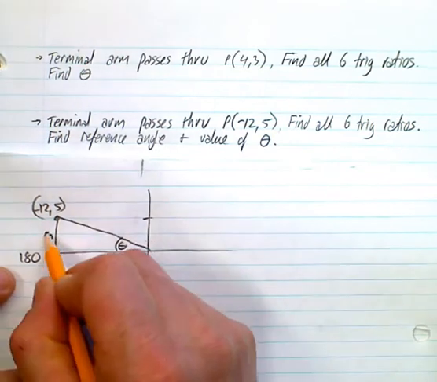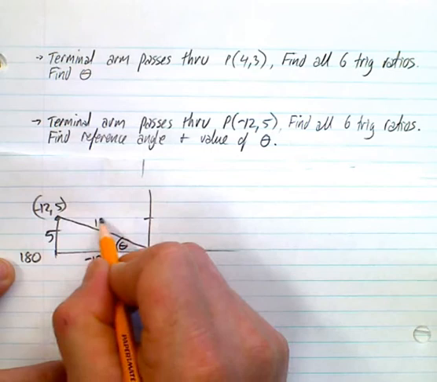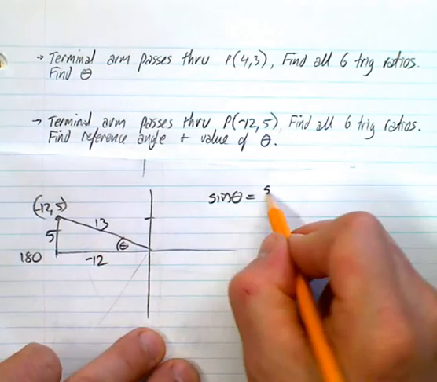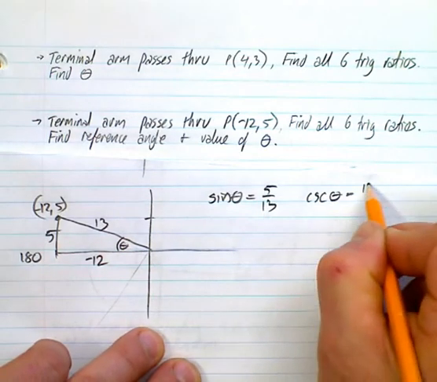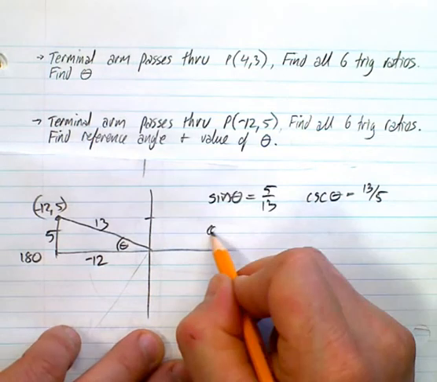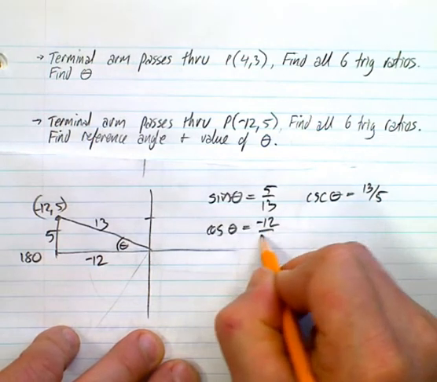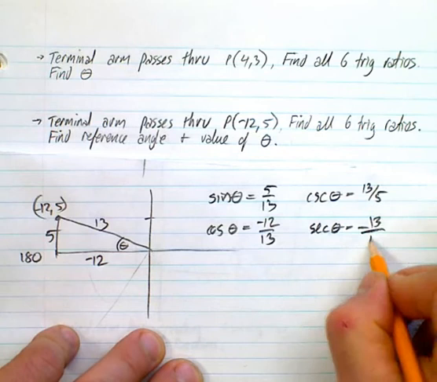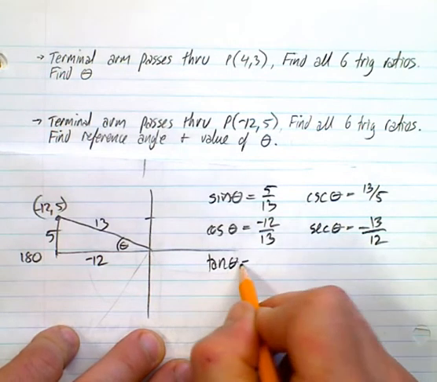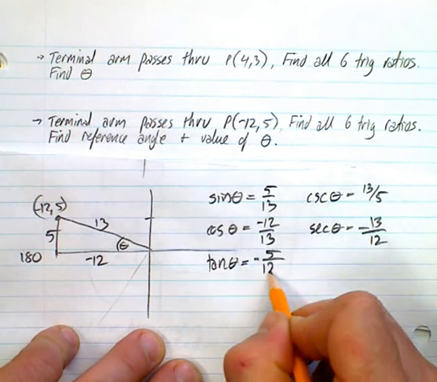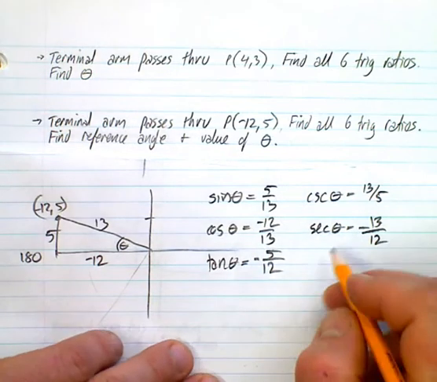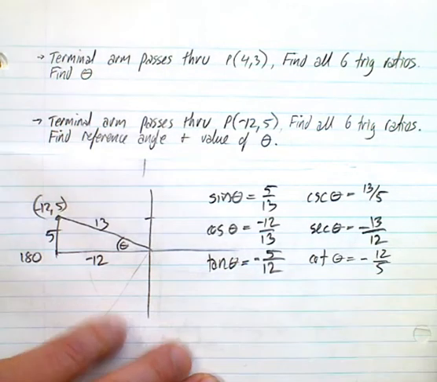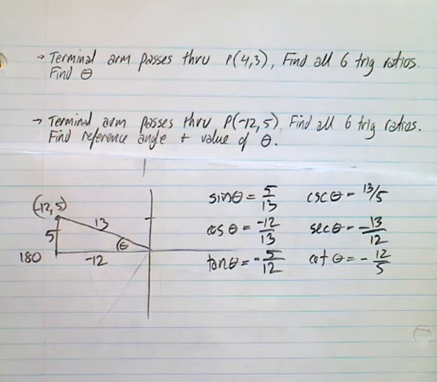So that's 5, that's -12, another triplet, so that's going to be 13. And we're looking at sine theta being 5/13. So then you can look at cosecant theta being 13/5, right? We can look at cos theta now, which is -12/13, and secant theta, we don't change the sign, we just flip the values. It's going to be -13/12. Then we have tan theta being -5/12, let's just make the whole thing negative instead of putting the negative on the 12. And then we can have cotangent theta being -12/5.